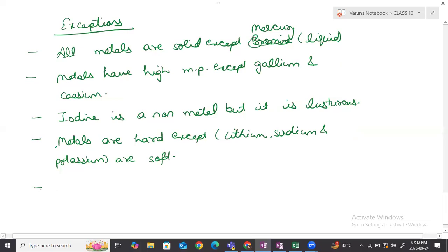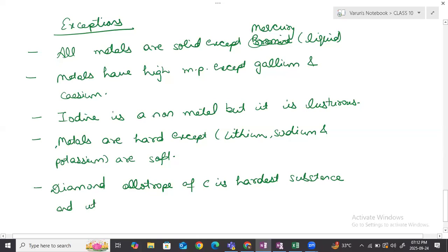So suppose I have an allotrope of carbon, say diamond, right? Carbon is a non-metal, correct? But diamond, that is an allotrope of carbon, is the hardest substance. Clear? If it is the hardest substance, it also has high melting and boiling points. Got it?